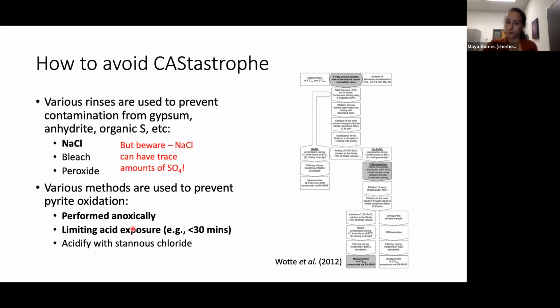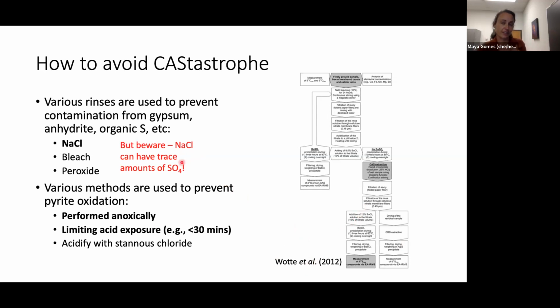Some people recommend that you perform it anoxically, and it's really important to limit your exposure to acid. This is just an example, this Wote paper. I'm sorry, you shouldn't be able to read it. I just wanted to put it up there as an example. But you can read these papers, and I really do think that this is what our community is sort of centering in on.